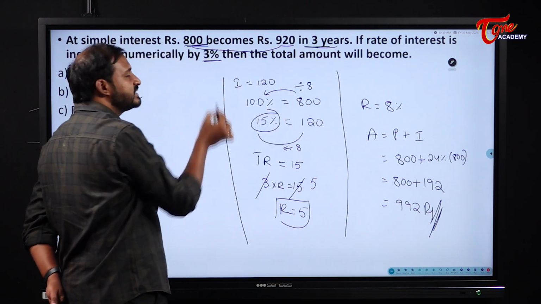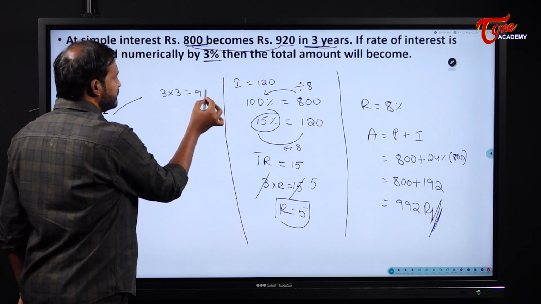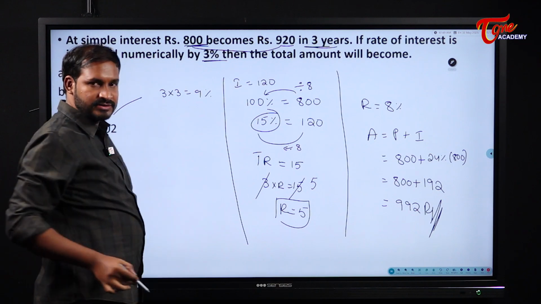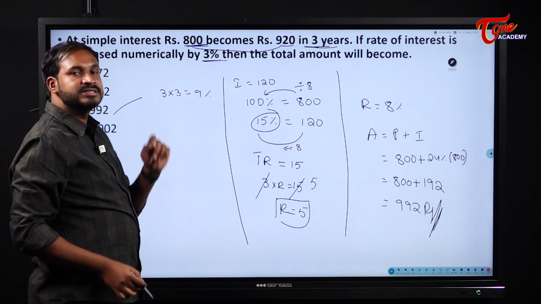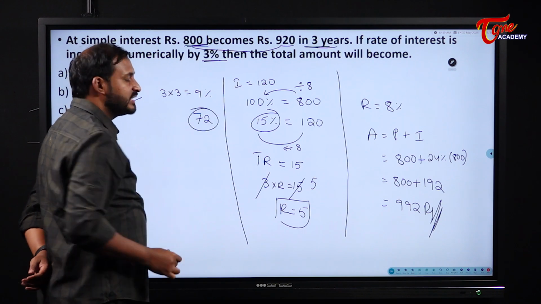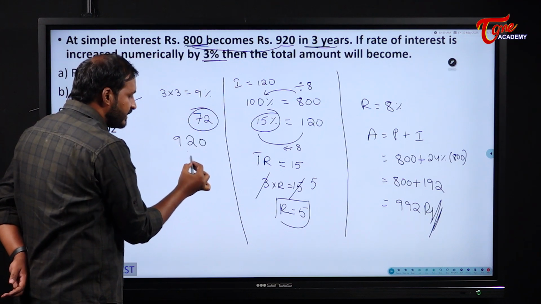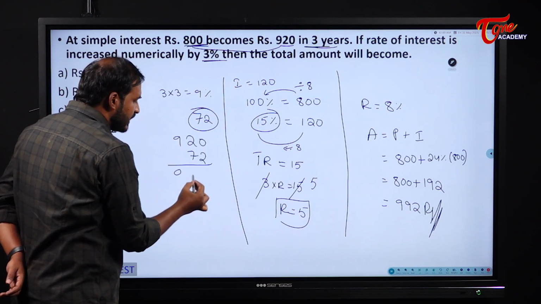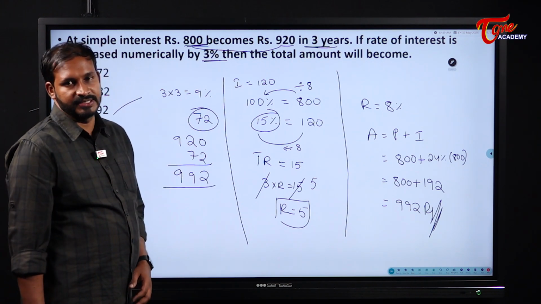What is 9% of 800? 3 3s are 9%. Why? Because it is increased by 3 and the time period is 3, so every year it will be increased by 3, 3, 3. 9%. What is 9% of 800? 72. Directly you can add that 920 with 72 and you can write your answer as 992 rupees.